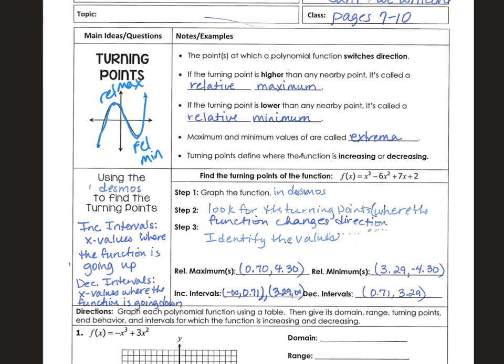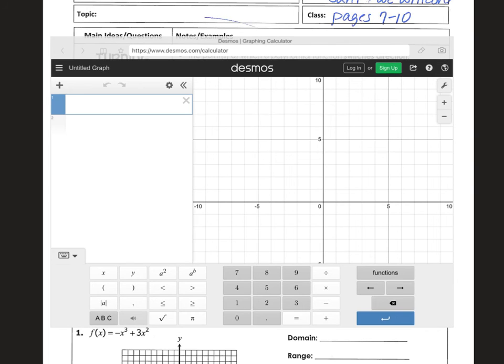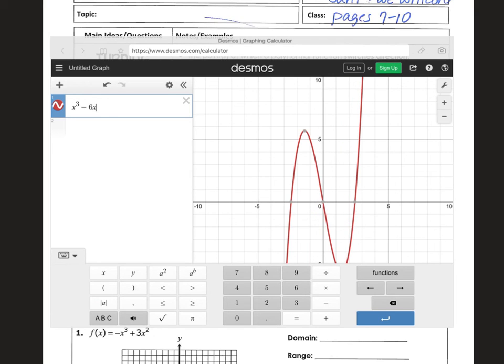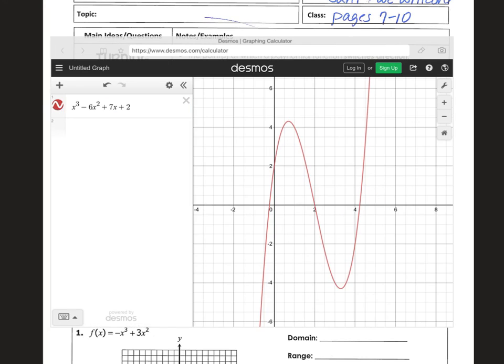Okay? When we talk about increasing intervals, those are the x values where the function is rising. So, if I bring back my Desmos window and I graph this function, x to the third minus 6x squared plus 7x plus 2. Okay? So this is the same function I have on the front page.